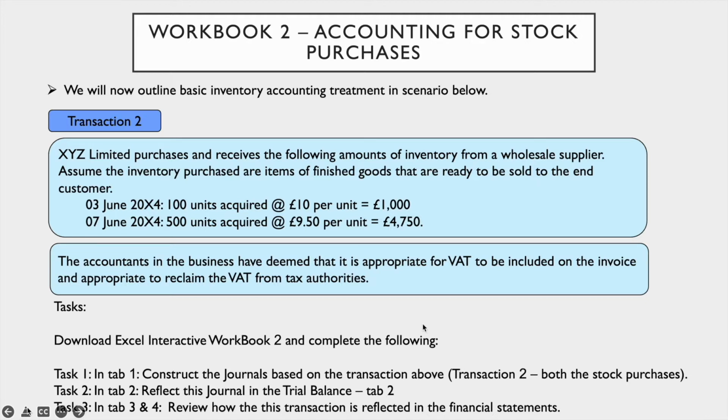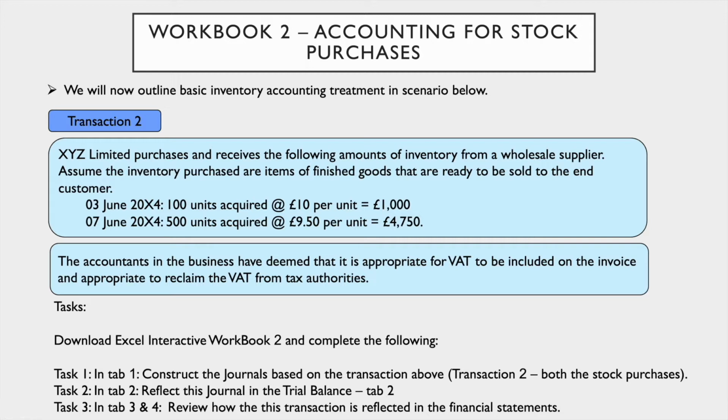In this case, XYZ have purchased stock. XYZ Limited purchases and receives the inventory from a wholesale supplier. Two transactions have fallen within this stock purchase. On the 3rd of June 2004, 100 units were acquired at £10 per unit, which gives us a total inventory value of £1,000. Then on the 7th of June 2004, 500 units were acquired at £9.50 per unit, which gives us a value of £4,750.